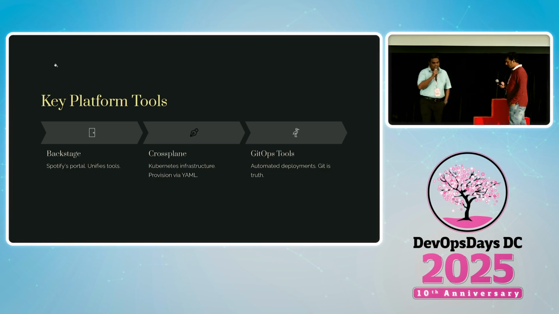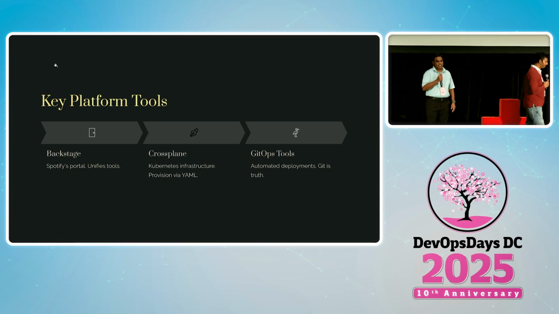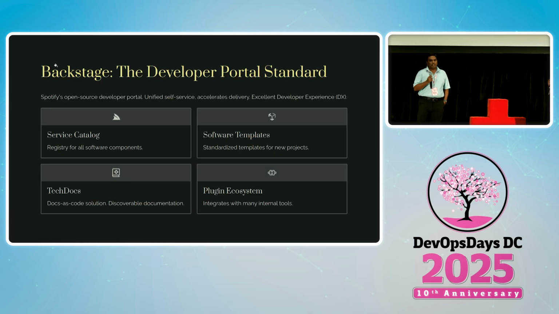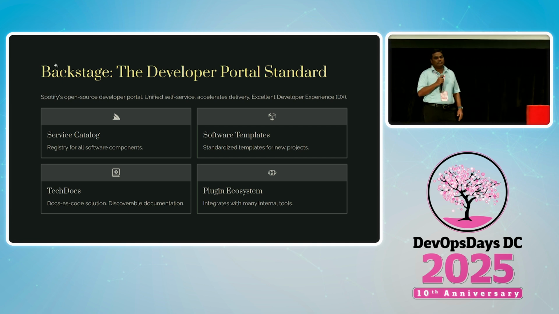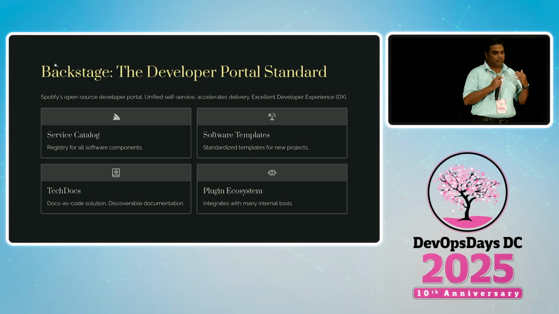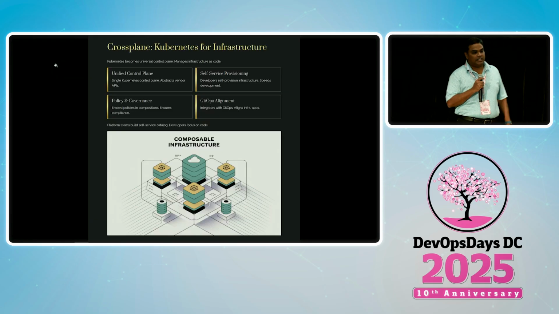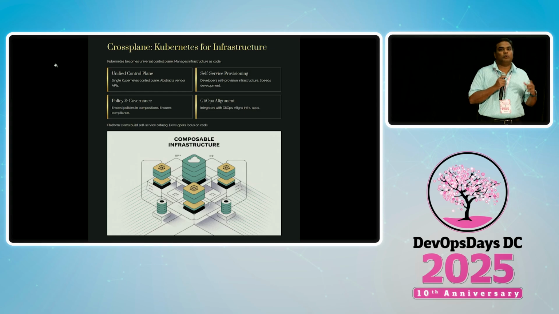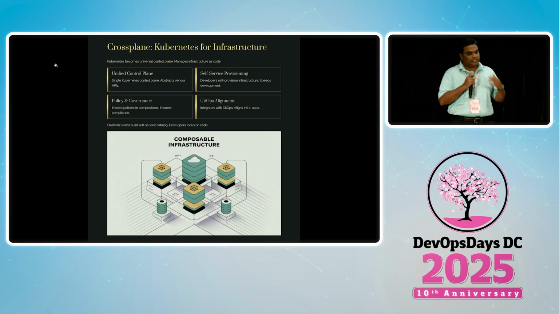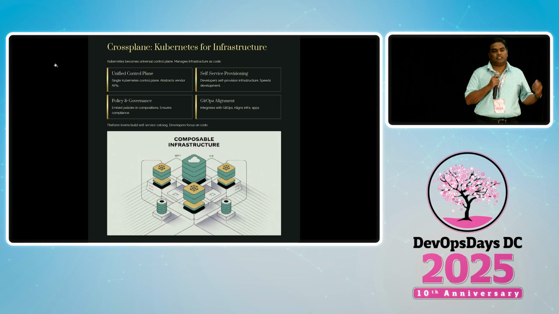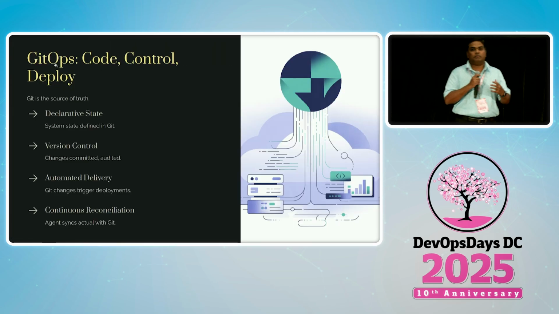Yeah, thanks, Hari. So coming to the key platform tools, PlatformOps is empowered with three tools. The first is Backstage, which is for developer portals. It has a standard service catalog and software templates, and is also formalized with tech docs and plugin ecosystems, which is useful for developer portal standards. The other pillar is Crossplane, mostly used for infrastructure provisioning with Kubernetes, with self-service provisioning, and it is aligned with GitOps, where it can be used as infrastructure as code. And coming to the third pillar, which is GitOps.